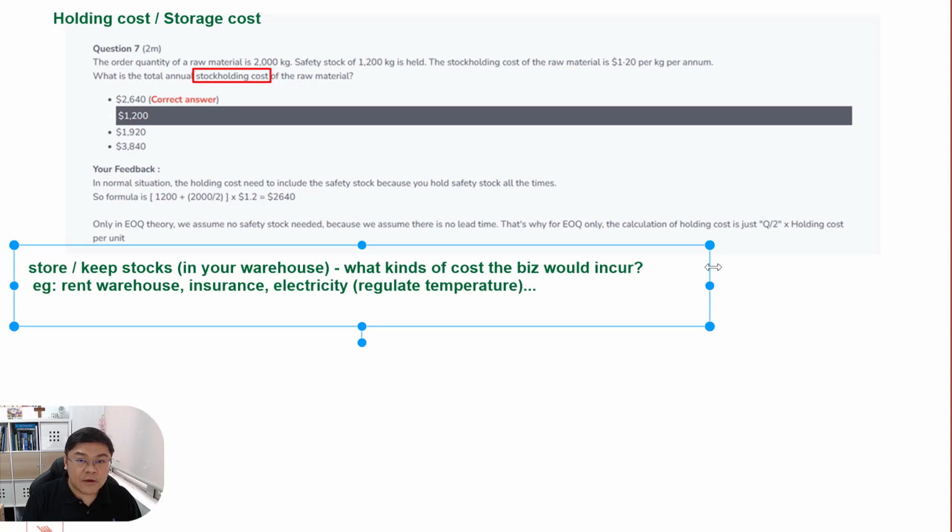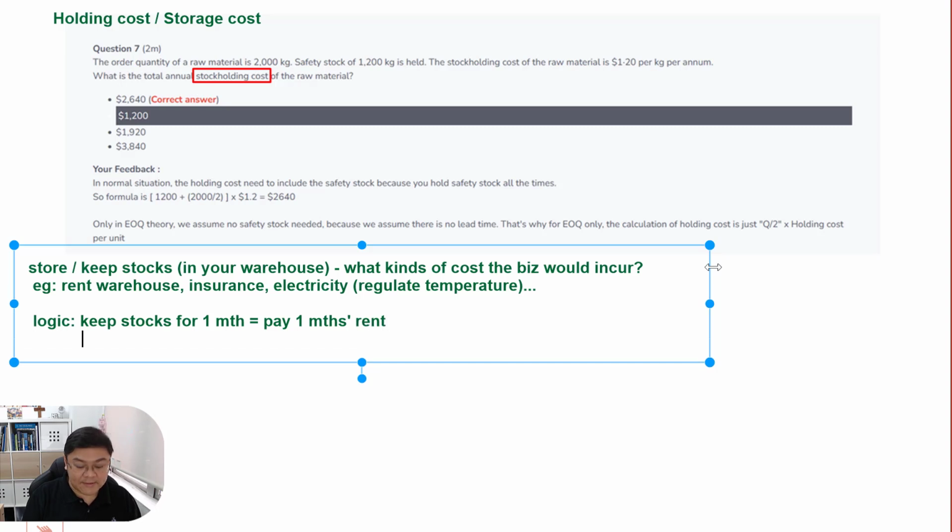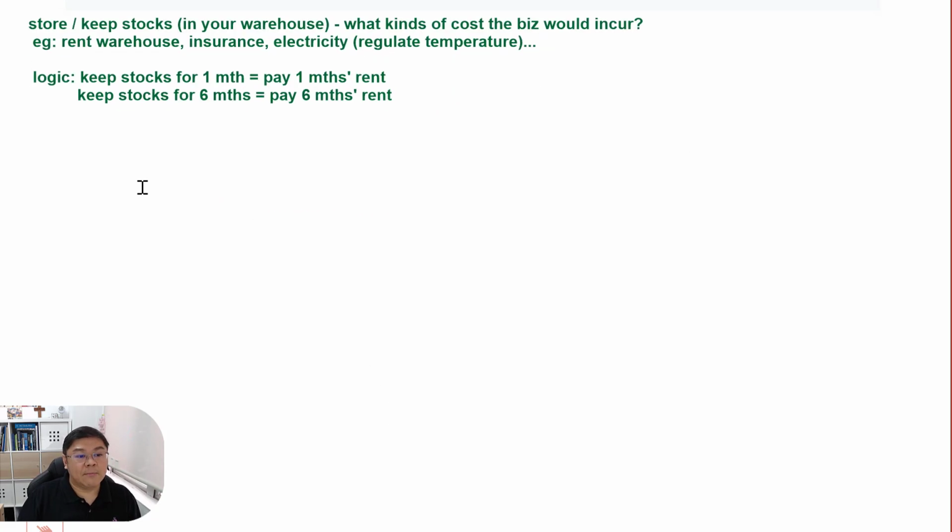Now, holding costs will be higher the longer the period you store; the longer, the higher the cost. Now, you just use the logic. If I'm going to keep my stock for 1 month, I will have to pay 1 month's rent. Agree? Now, what happens if you're going to keep the stock for 6 months? Well, then you have to pay 6 months' rent. So holding cost is based on time. The longer you keep the stocks, the more you have to pay. Okay? So now you get the concept. So I'm going to give you the formula.